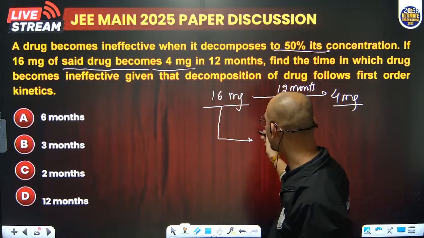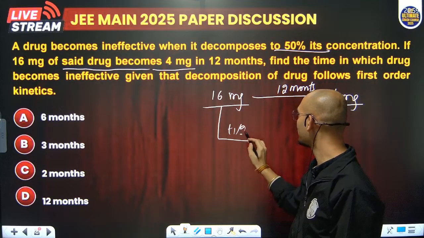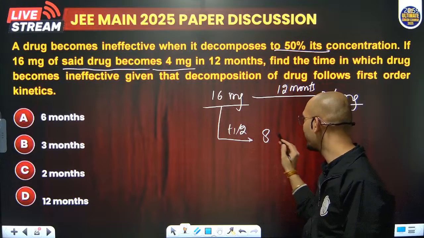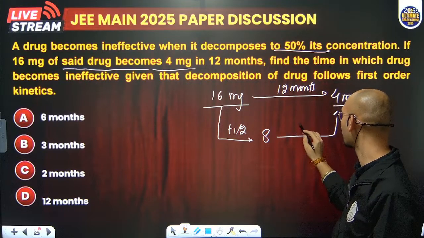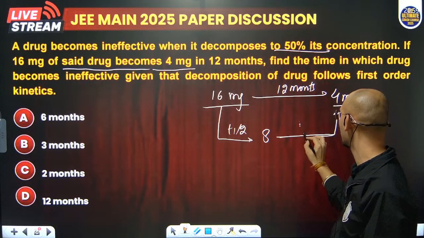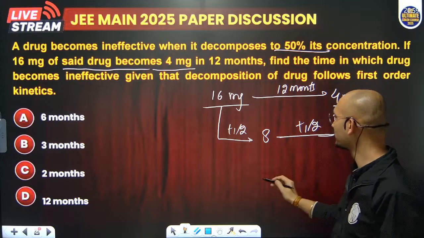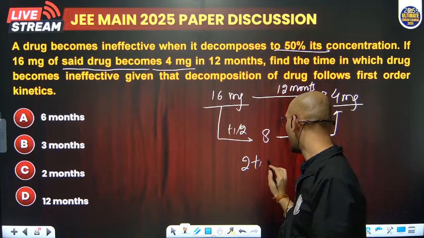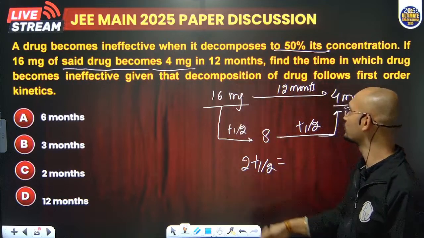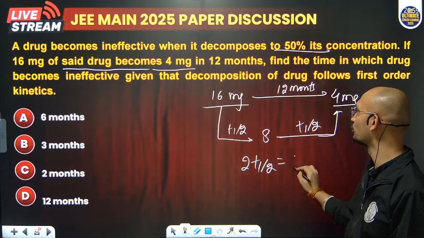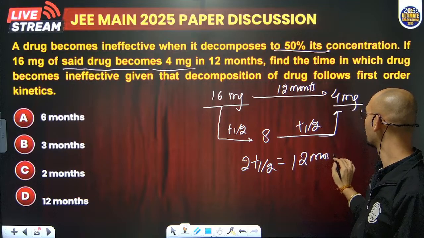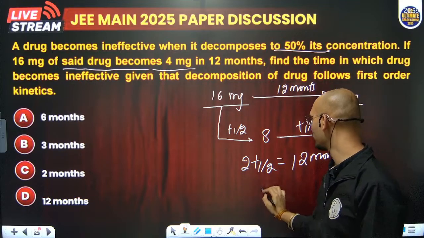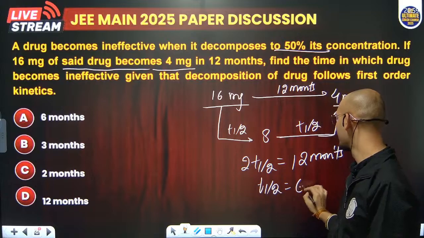So from 16, how many half-lives will be there to make it 8? 1 half-life. And from 8 to 4, how many half-lives will be used? For sure, 1 more half-life. So how many half-lives are used from 16 to 4? 2 half-lives. And 2 half-lives is equal to how much time? It is equal to 12 months. If 12 months is 2 half-lives, then 1 half-life will be equal to 6 months.